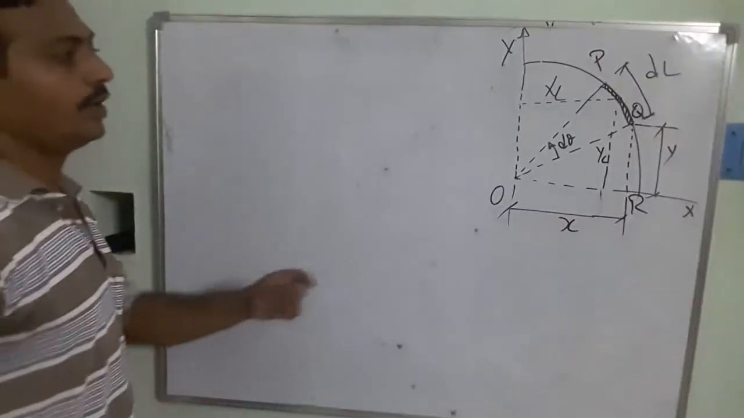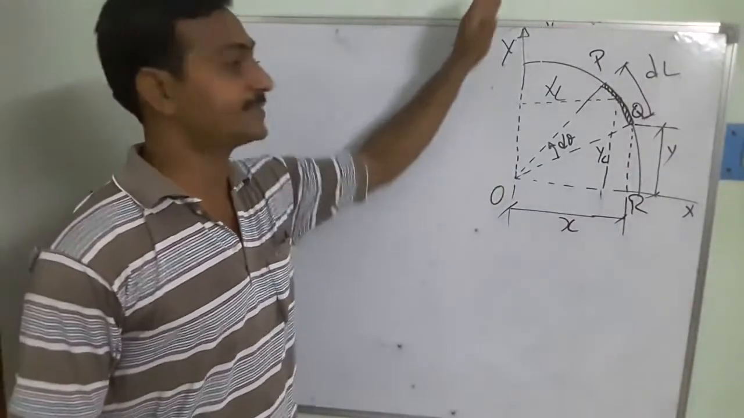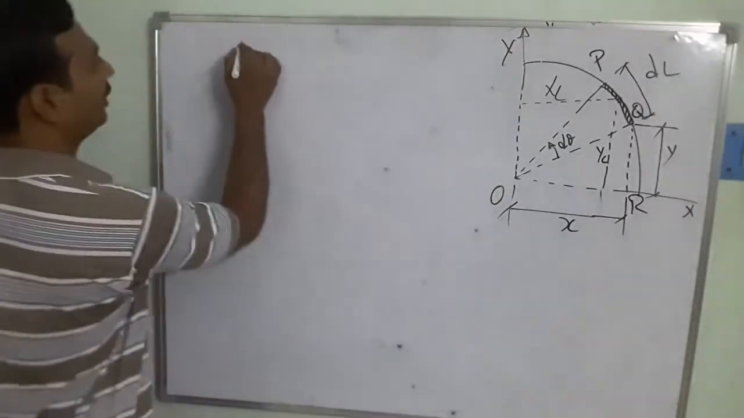So now we are going to find the centroid with respect to the y-axis. That is going to be xc.